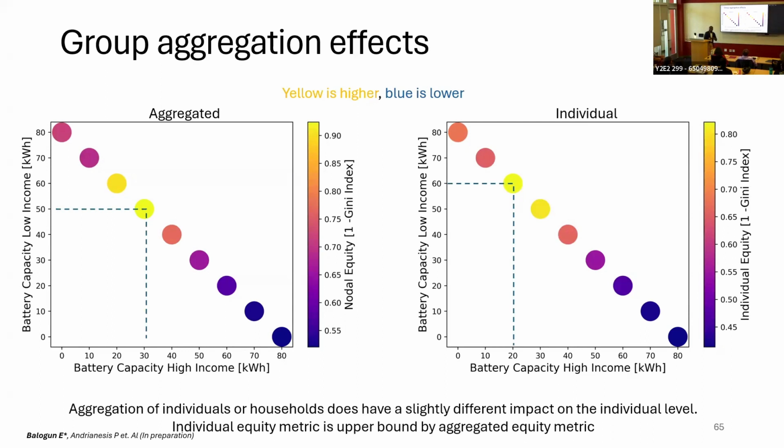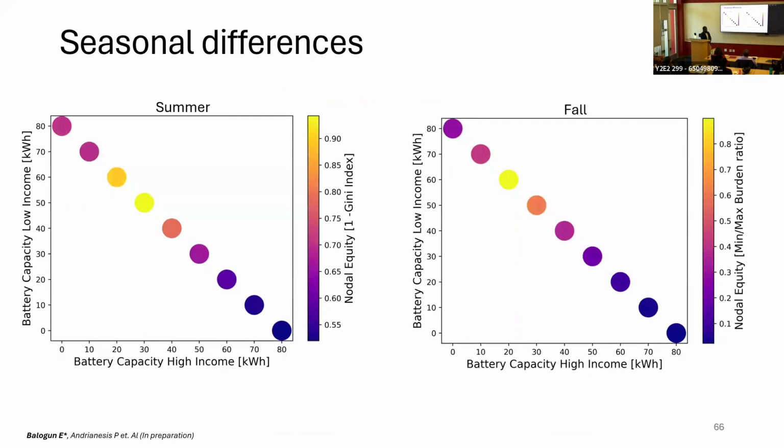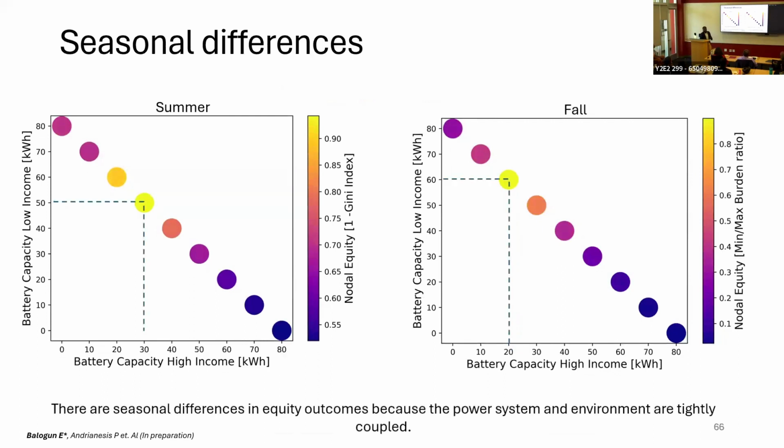Also, you find that when you average people, the equity level you measure is upper bounded by the nodal equity versus the individual equity. Which means that in averaging people, you can seem to achieve more equity than you probably can when you look at the individual level. Also, we notice seasonal differences because we're able to capture the impact of temperatures on the power systems by looking at the transformer aging. So we can look at the seasonal differences across as well. And we find that, of course, there are seasonal differences in terms of equity as well. And so having policies that are not just static, but are seasonal can help improve the outcomes in terms of equity.